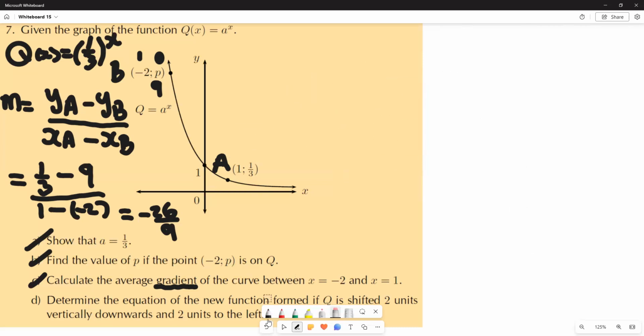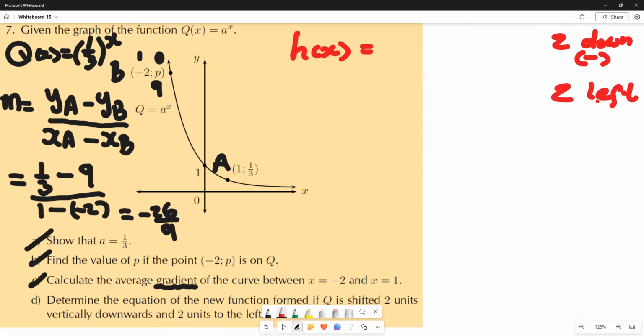So they're looking for a new function that is formed. I'll call that new function h of x. H of x is formed when q is shifted 2 units vertically down. Remember, down we subtract, up we add, and it also moved 2 units to the left. To the left you add, to the right you subtract.